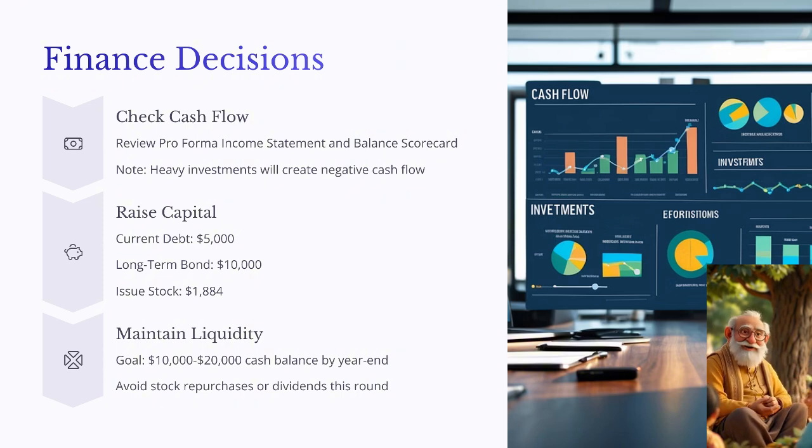Here's a simple plan. Take current debt, $5,000, low risk; long-term bond, $10,000; issue stock, $1,884. We don't want to run out of cash. Our goal is to maintain a healthy cash balance, ideally at least $10,000 to $20,000 by year-end. Also, avoid repurchasing stock or paying dividends this round. Retain earnings and focus on growth.